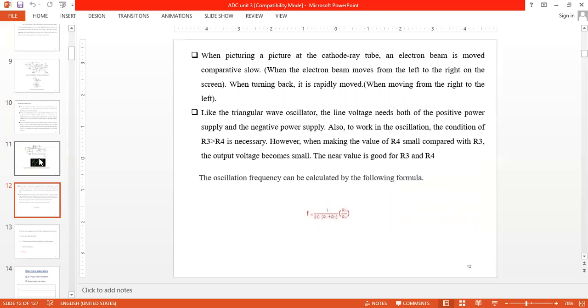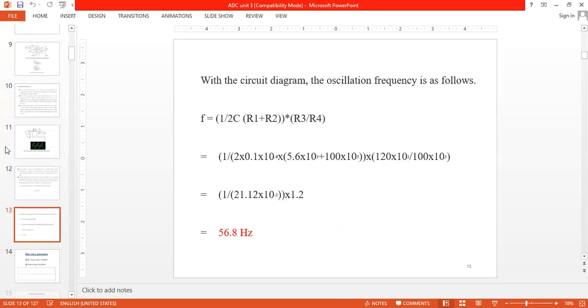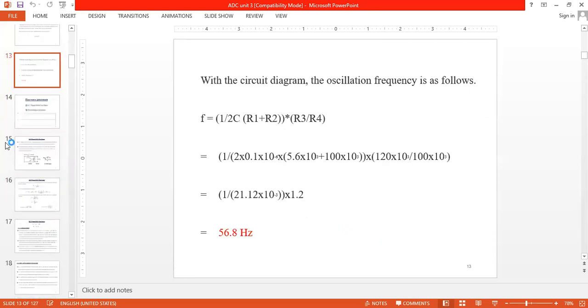The triangular waveform oscillator needs both the positive power supply and the negative power supply. To work as an oscillator, the condition R3 greater than R4 is necessary, that is, the value of R4 is small compared to R3. So the final frequency will be F is equal to 1 divided by 2C, R1 plus R2, into R3 divided by R4. So this is the basic oscillation frequency of the sawtooth wave.